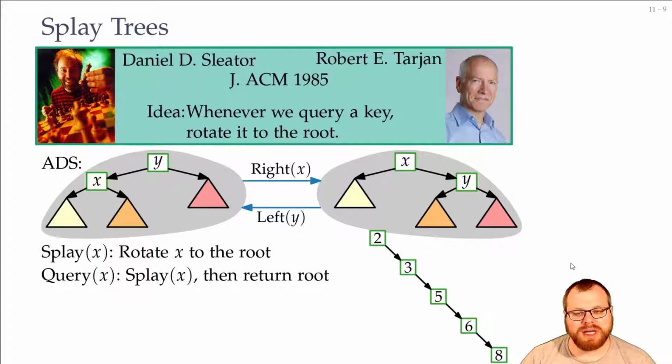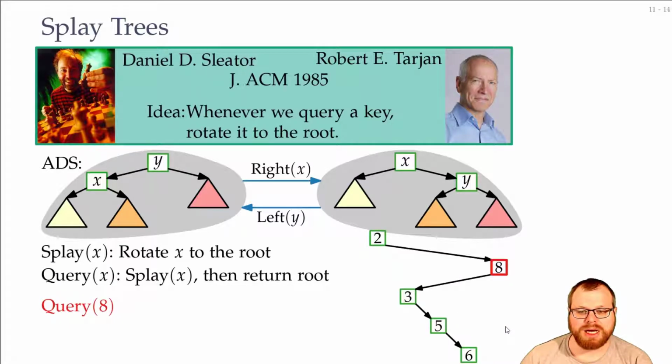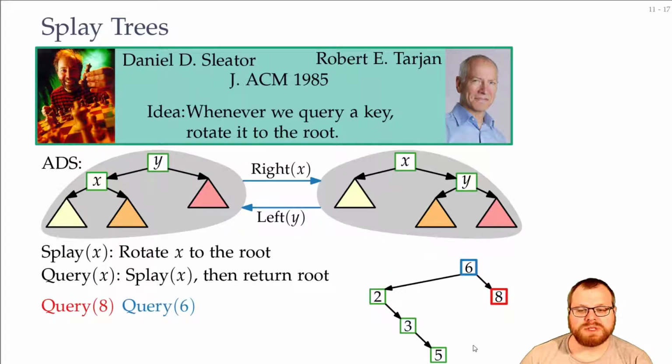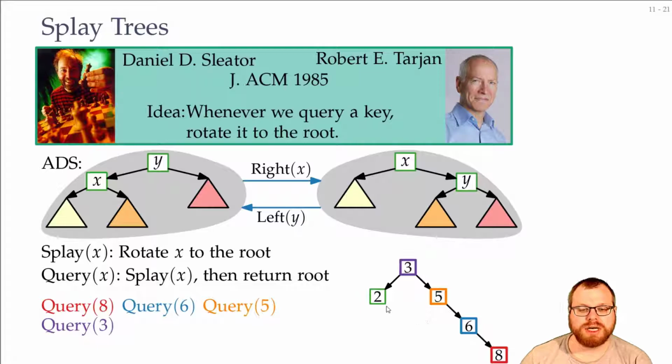Let's have a look at an example. We have this very unbalanced tree, and in the beginning we want to query number 8. So we pick it and we rotate it upwards, step by step, until we have it at the root, and now we can return it. Next, let's take number 6. We find it, splay it upwards, and return it. Take number 5, splay it to the root, and return it. Take number 3, splay it upwards, return, and 2, splay it and return it.